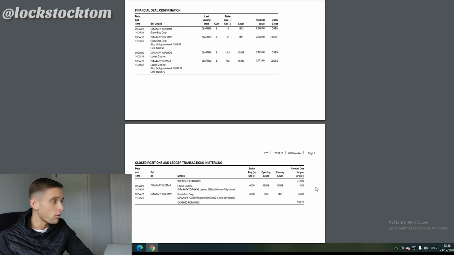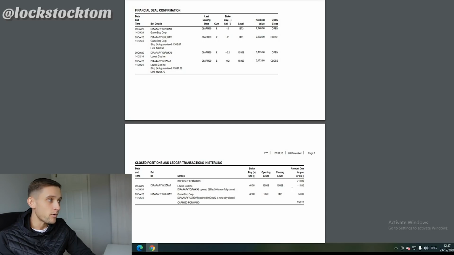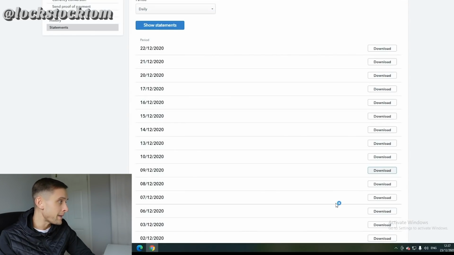And then I went long on GameStop because that was another stock that we had on the radar, and I went long on it. So that overall that day, I think I was up about 40 odd pounds. So we took the balance move forward of £756.20. Next day.